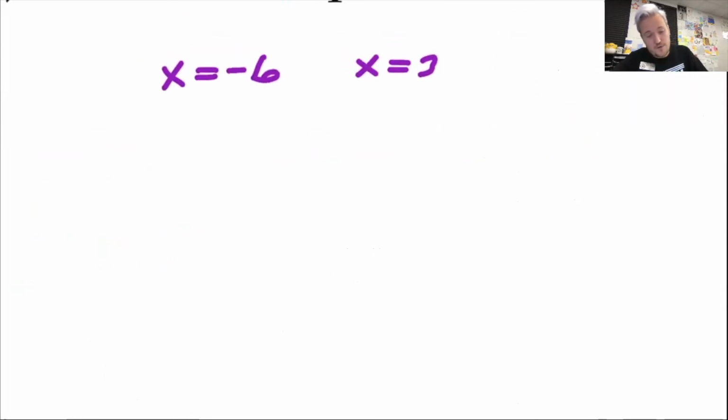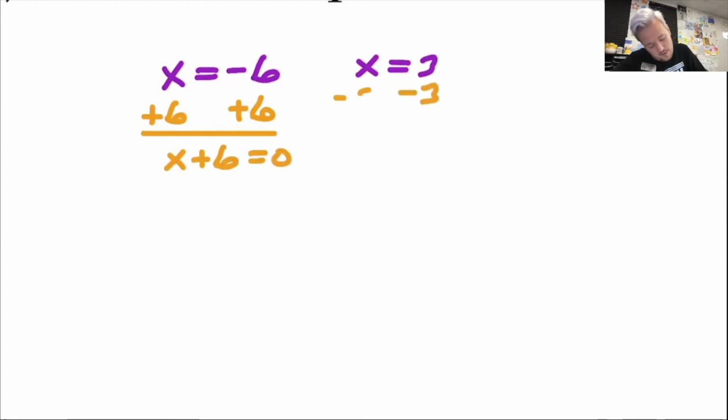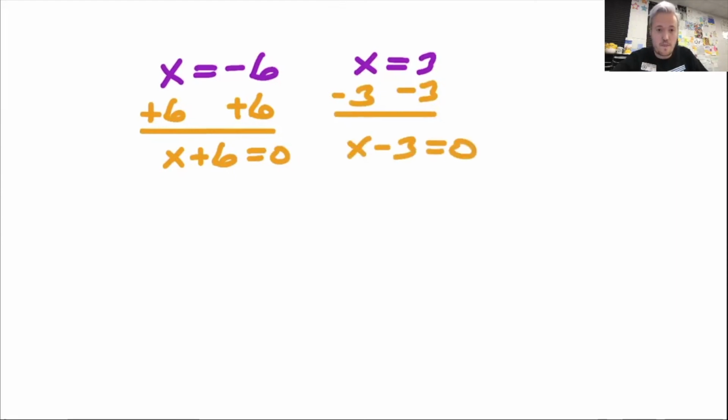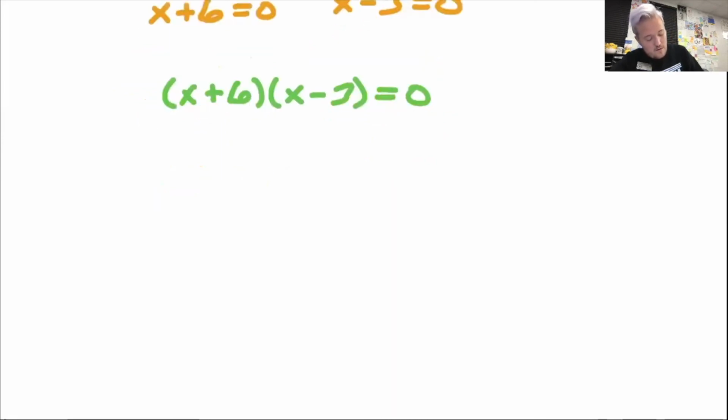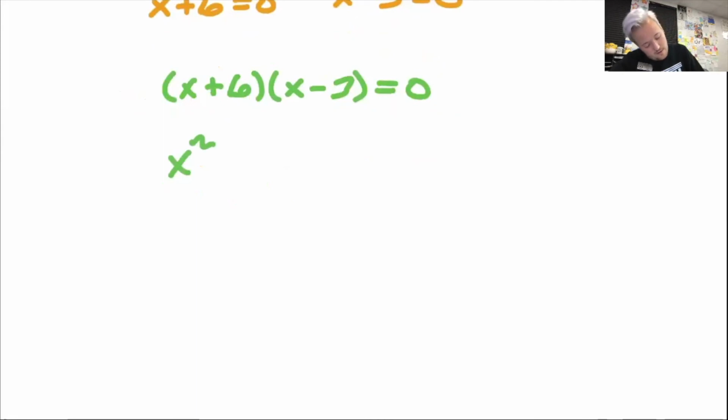All right, so turn these into binomials by doing inverse operations. So I'm going to add 6 on both sides. So x plus 6 equals 0. And then I'm going to subtract 3 on both sides. So x minus 3 equals 0. All right, now I need to multiply those two binomials. So x plus 6 and x minus 3. So when you multiply, you're going to get x squared plus 3x minus 18 equals 0.